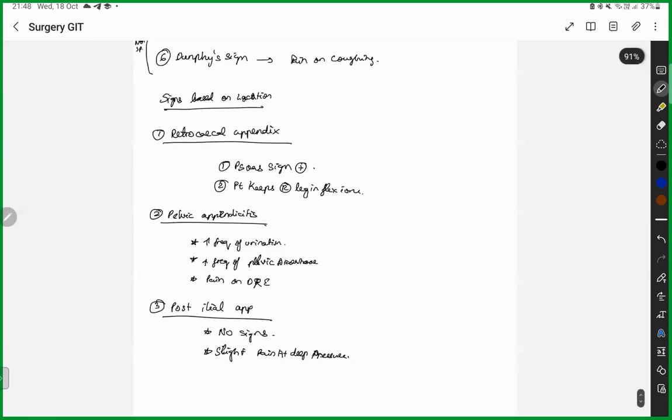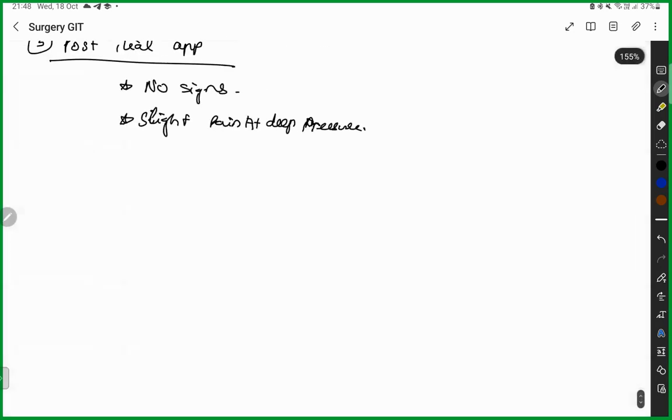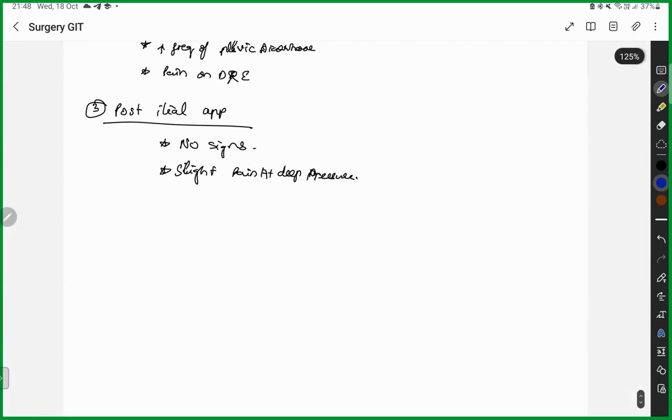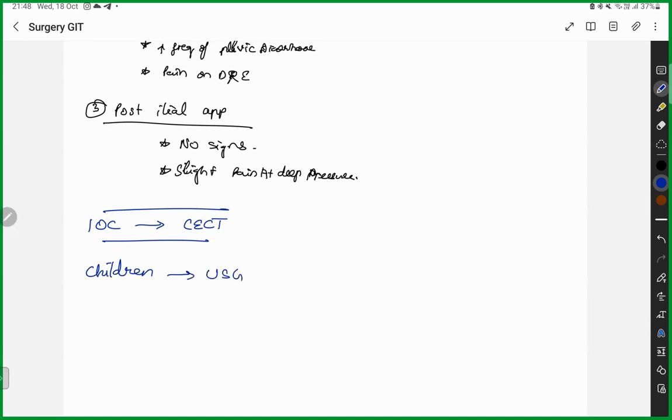Now moving on towards the investigation of choice. So what is going to be your investigation of choice? Okay, listen carefully. Investigation of choice is going to be CECT. CECT is the investigation of choice. If it is children, you go for ultrasound examination.